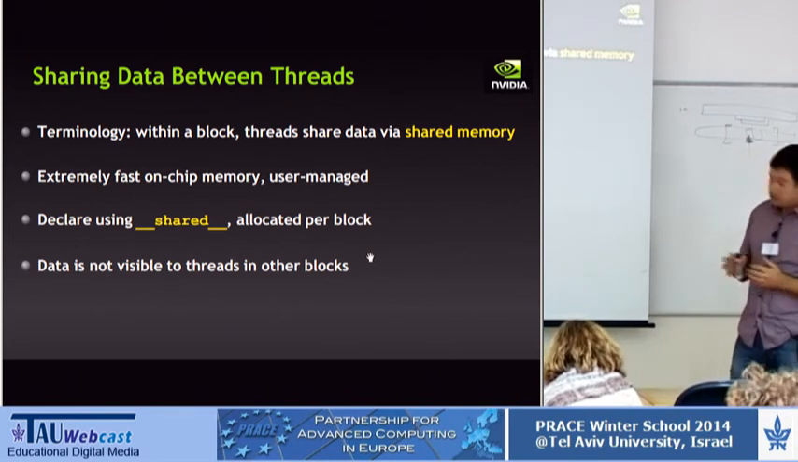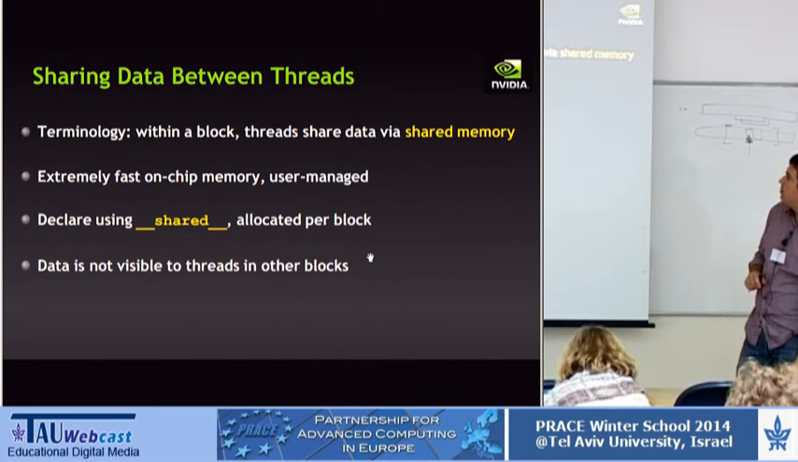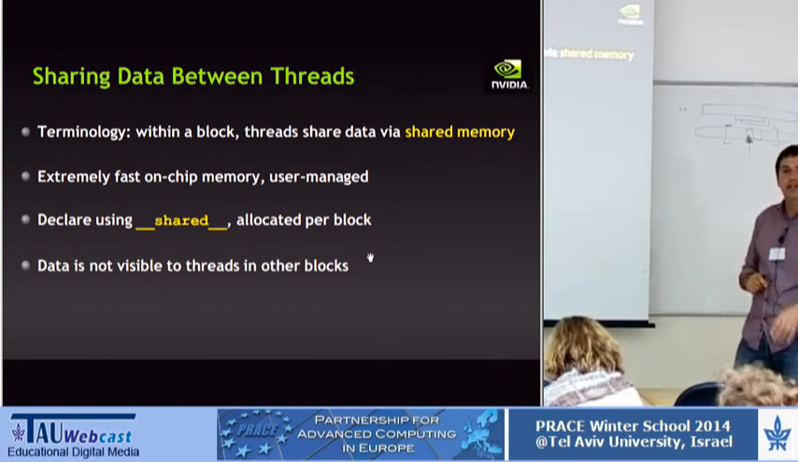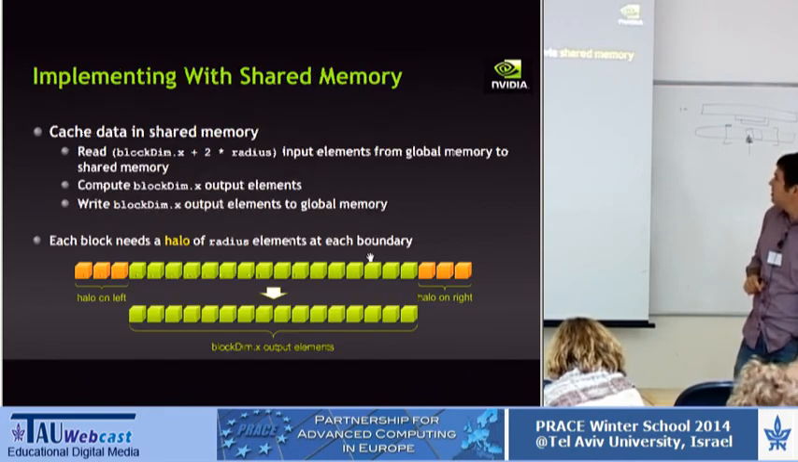So we're going to create a buffer of shared memory, and we're going to make the threads bring data into this shared memory, and then they can share the data. So let's see how it's done.